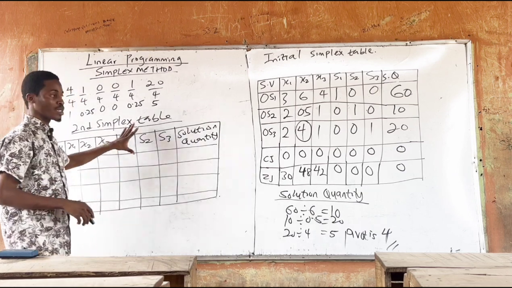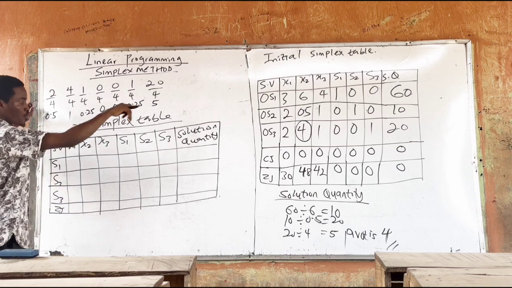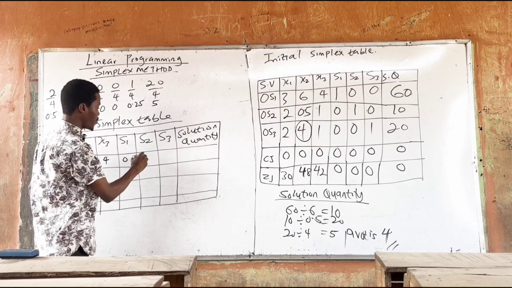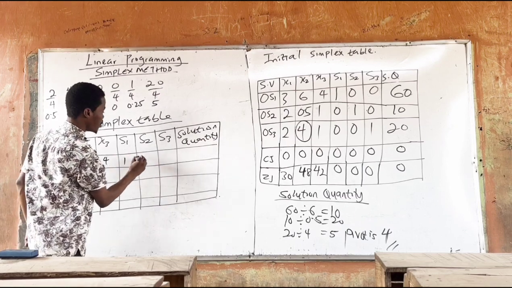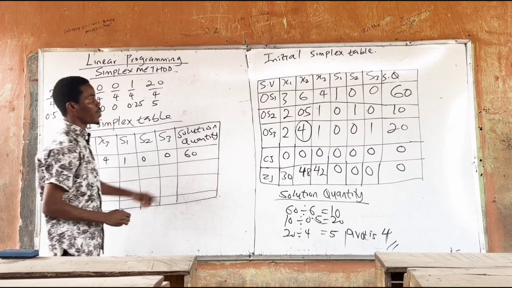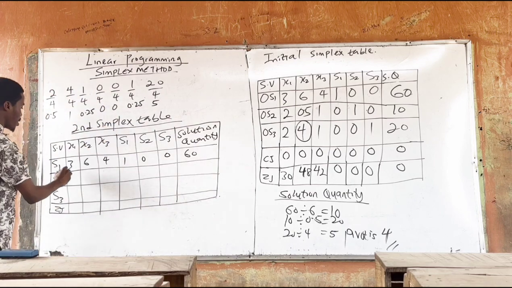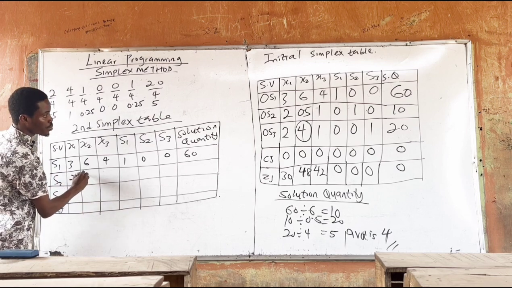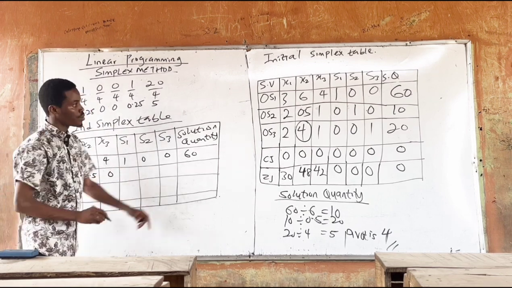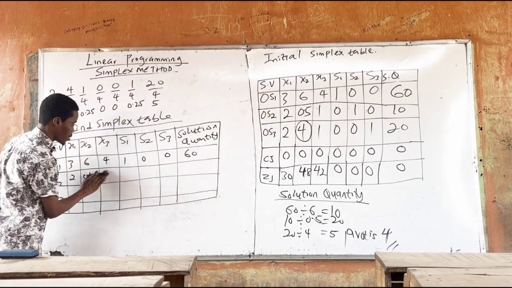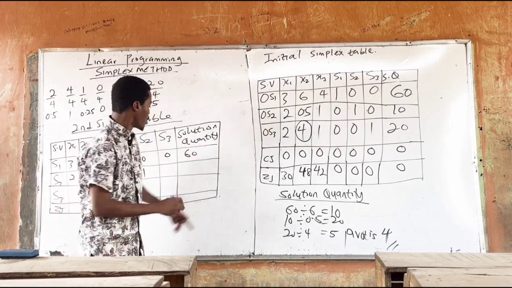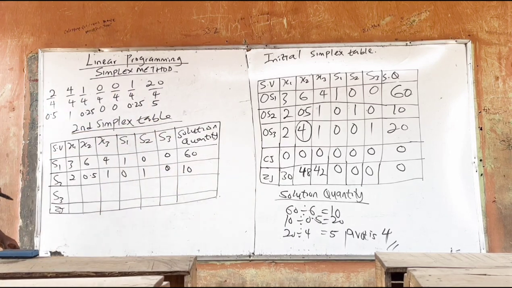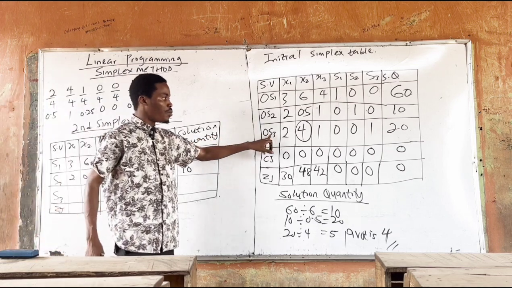Now, since I've drawn my second simplex table, I have to write the elements back. So on my x1, I have 3, 6, 4, 0, 1, 1, 0, 0, 60. My second row, I have 2, 0.5, 0, 1, 0, 1, and 10. Then my third row, I have 2, 4. So my third row is what?